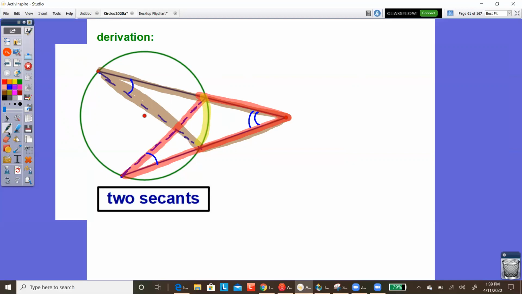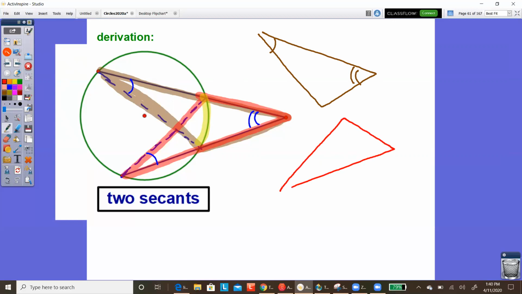So just so we're clear, let me try to draw this separately. You know that I like to separate triangles when they overlap. Okay. You have this big triangle here in brown. You have one tick there and two ticks there. And then you have this other triangle here in red. And you have two ticks there and one tick there.